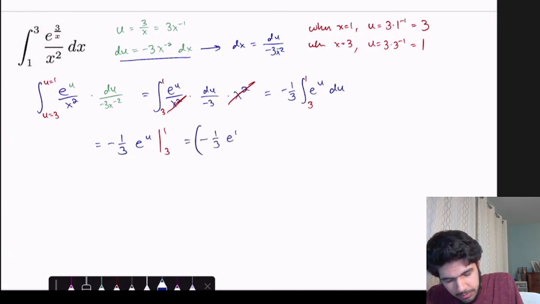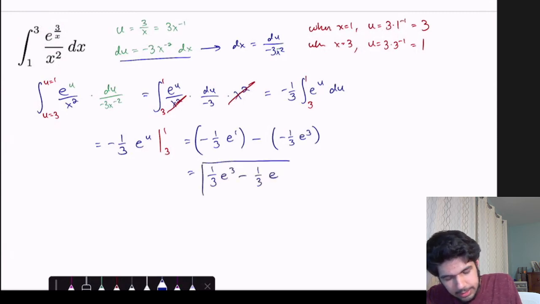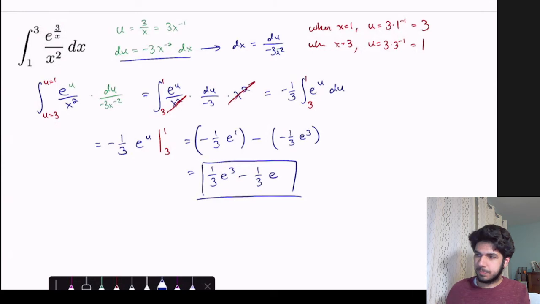1/3 e to the 1 minus negative 1/3 e cubed. This gives us 1/3 e cubed minus 1/3 e. And that's our answer. So yeah, just a little bit more practice with that. Again, choosing nasty values for u is unfortunate, but sometimes necessary.